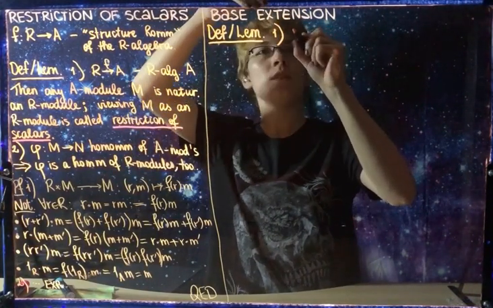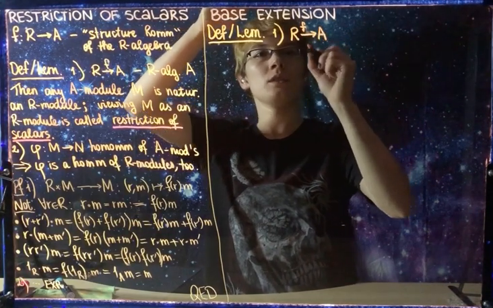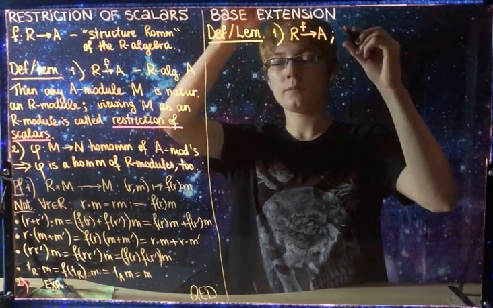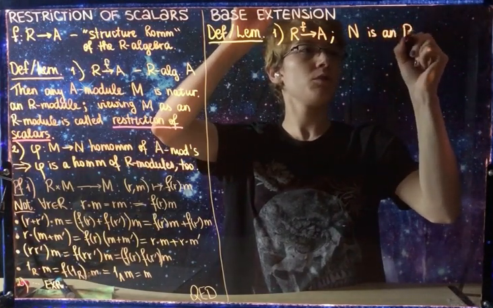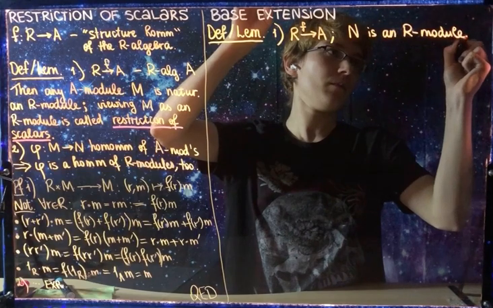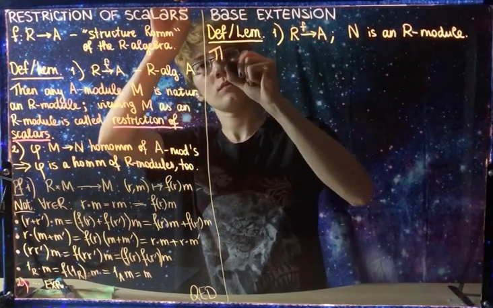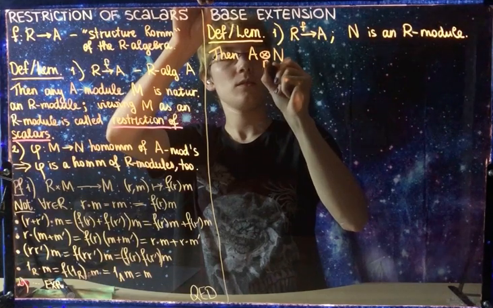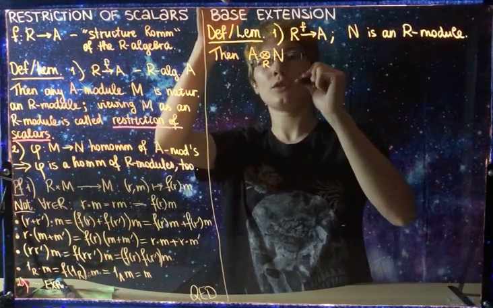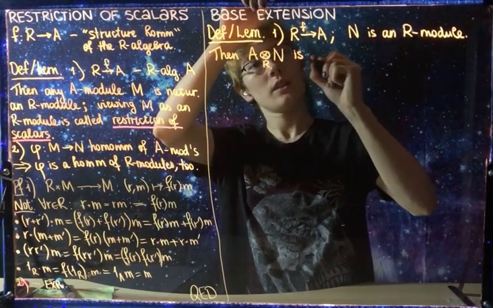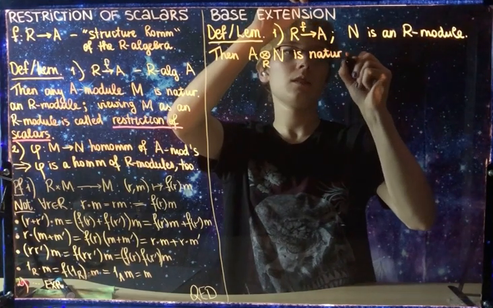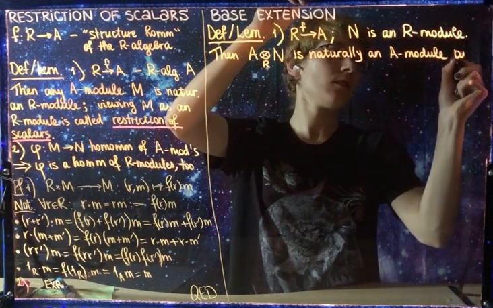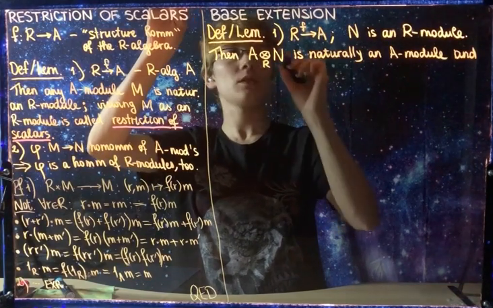So now we have an R algebra structure on A. And let's say that M is an R module. Then A tensor M over R, because A is an R module too, so we can tensor them. Then this is naturally an A module, and taking this is called base extension of M.